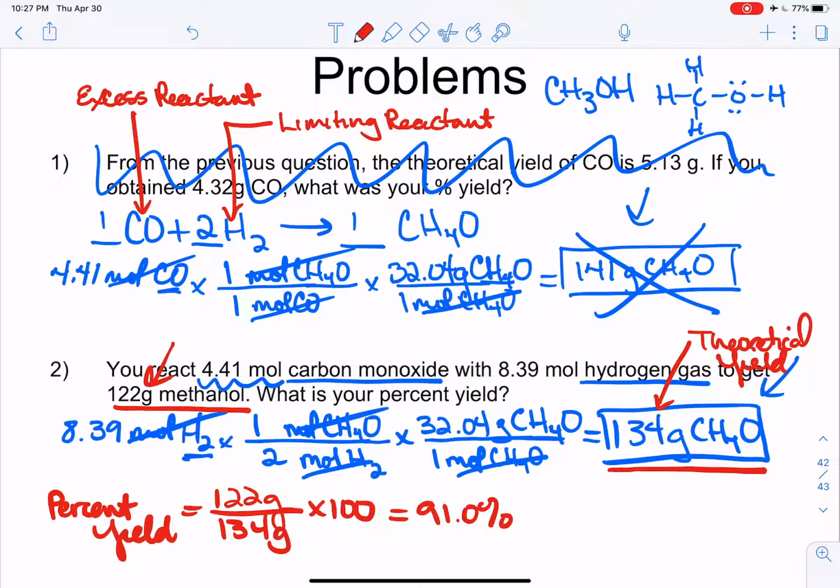And that is really good for a yield, especially in an introductory class.